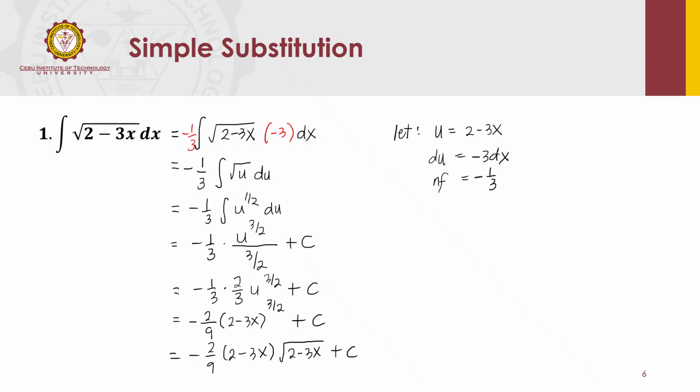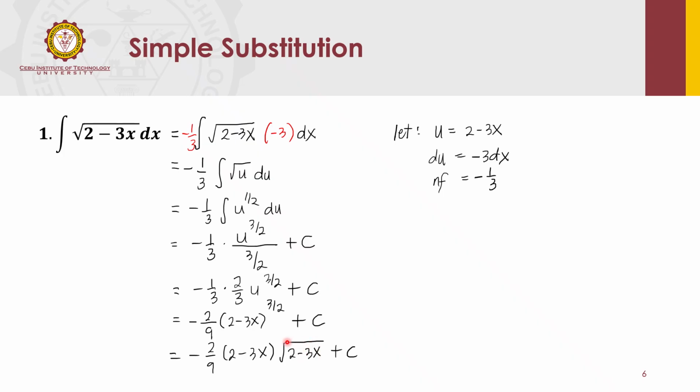You don't have to remove grouping symbols just to, quote unquote, simplify it. It's simplified already if there's no more common factor for the numerator and denominator. There's no common factor between 2 minus 3x and 9. And also the radicand should have an exponent that is less than the index. If not, then you need to simplify it.